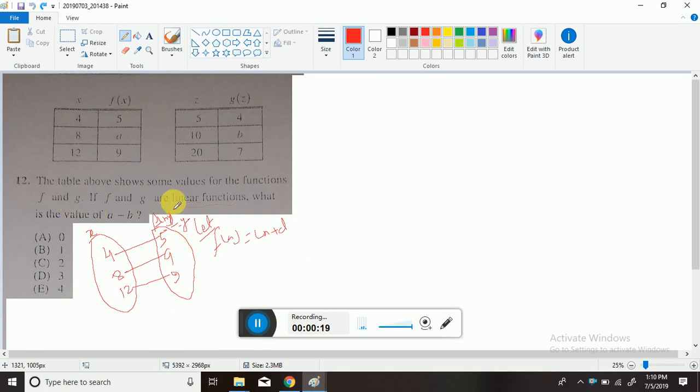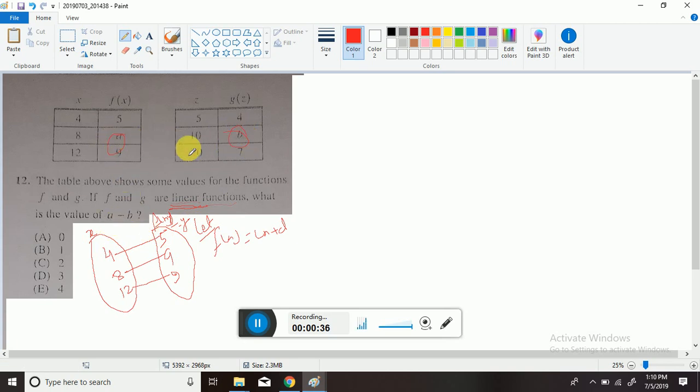So let us enter into the problem number 12. The table above shows some values of the functions f and g, and f and g are linear functions. Be careful with the word linear. Linear means having the degree of variable only 1. What is the value of a minus b? Here is a and here is b.